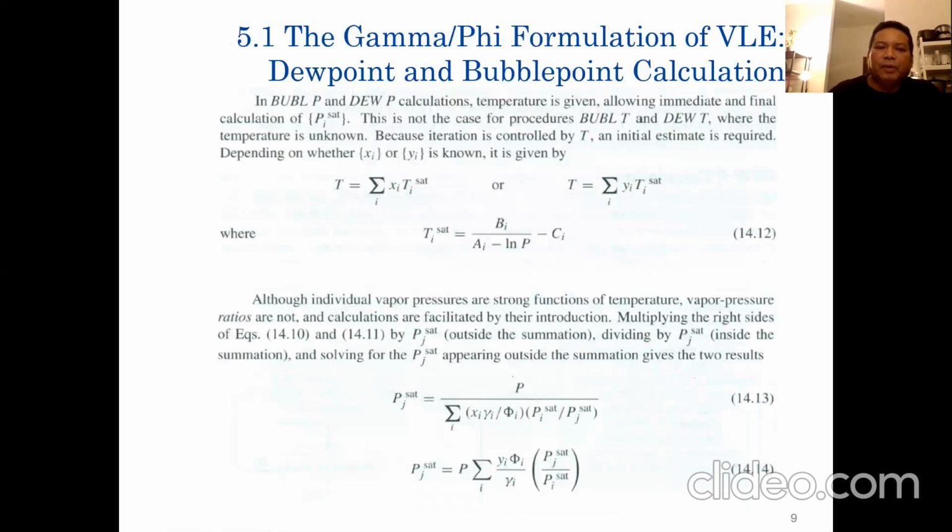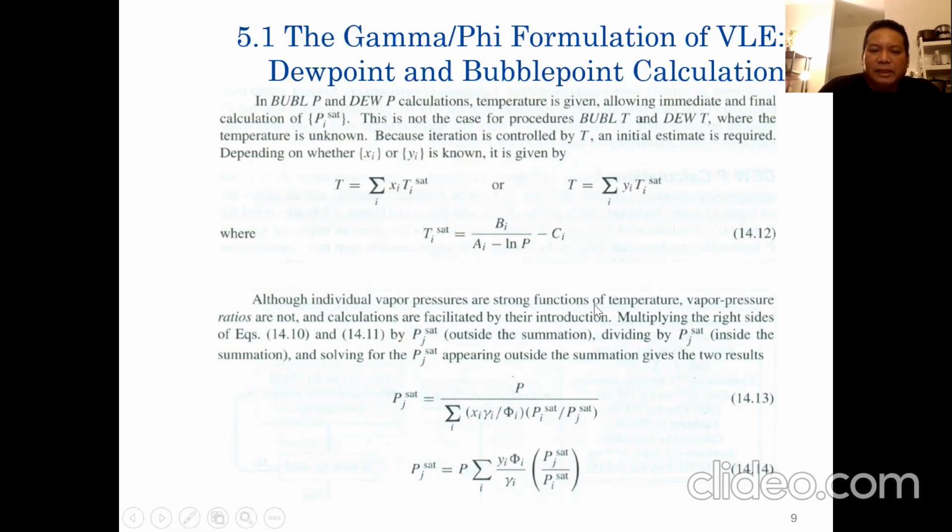For bubble point and dew point calculation, when temperature is given, it's very easy. But not in the case when we calculate the bubble point temperature and the dew point temperature. This requires more iterations. It depends on whether the xi or yi is known, so T can be in this form or this form here. This is for the vapor, this is for the liquid. And then we use the Antoine equation again to find the T saturated.